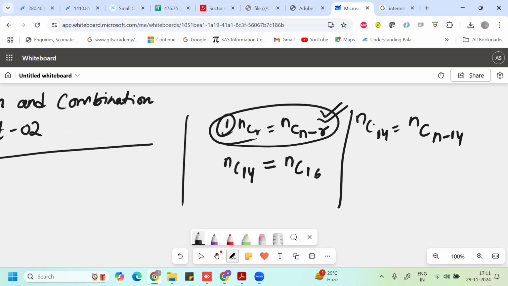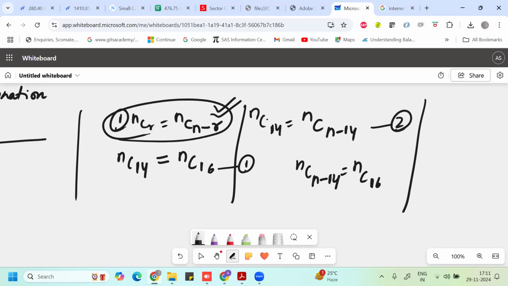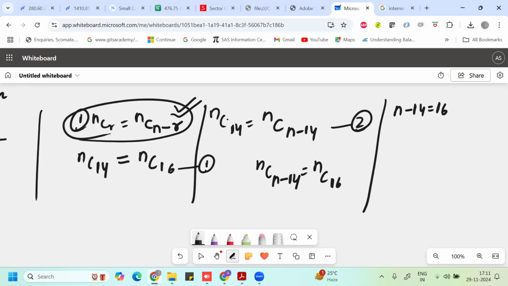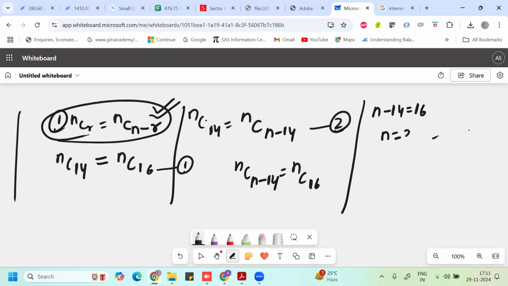So if this is equation 1 and this is equation 2, comparing equation 1 and equation 2, it means nC(n minus 14) is equal to nC16. That means n minus 14 is equal to 16, so n is equal to 30. Are you getting this part?